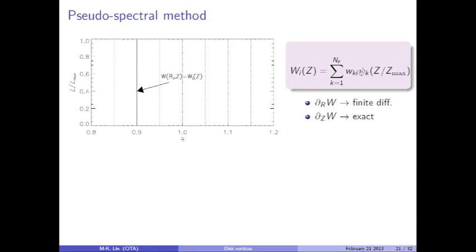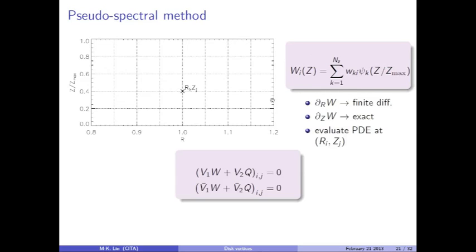Once we write this equation down, then we can approximate radial derivatives of a variable by just finite differencing across different lines. So for example, dW/dr for this line here is the difference between this line here and this line here. And we can perform vertical derivatives exactly because I've made the assumption here. Anyway, the point is, once we do this, then we can evaluate the original PDEs, that's these things here, at a set of grid points.